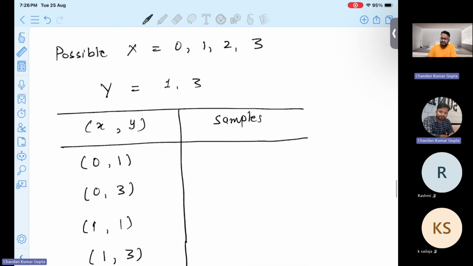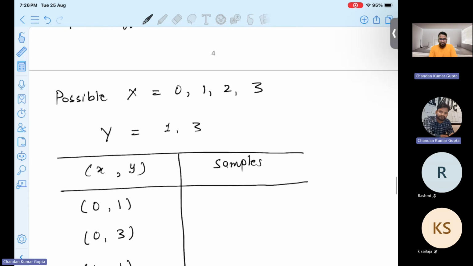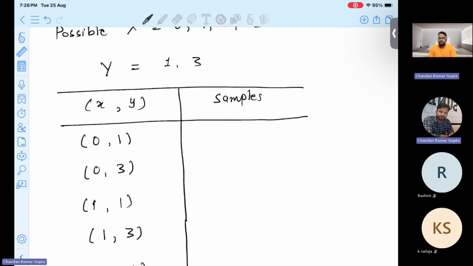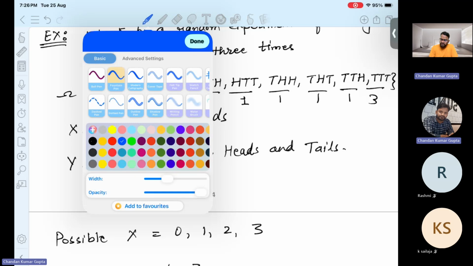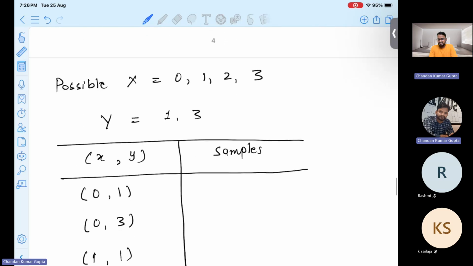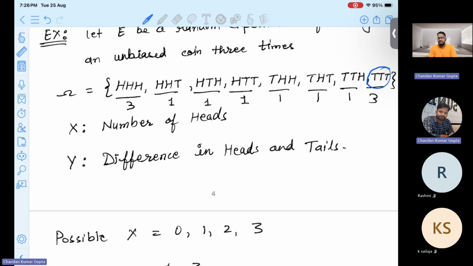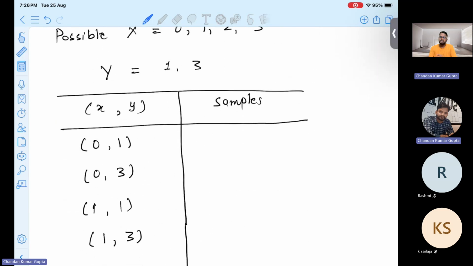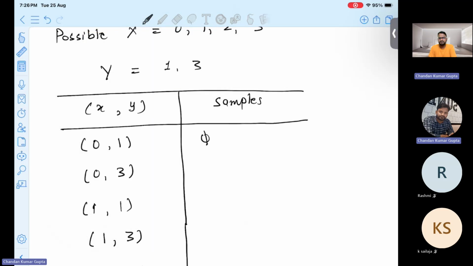Now the sample. Here x is what? Just keep in mind, x is the number of heads, and y is the difference. So if x is equal to 0, that means number of heads is 0. The number of heads is 0 only if we get TTT. But in that case, y equal to 1 is not possible, because in that scenario, y equal to 3. So there is no sample value associated with this observation, so we can assign this as 0.